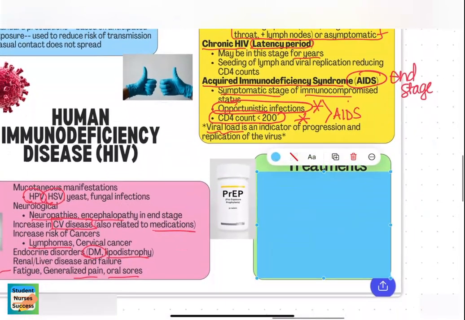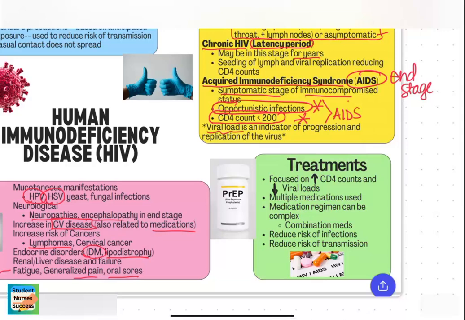Last, we'll talk about treatments. With treatments, we're really focused on maintaining those CD4 counts as high as we can and decreasing those viral loads as low as we can to slow down the replication. Patients take multiple medications. The medication regime can be complex. Manufacturers have developed some combination meds to make it a little bit easier, but there's a lot of medications or combinations of medications that individuals take.